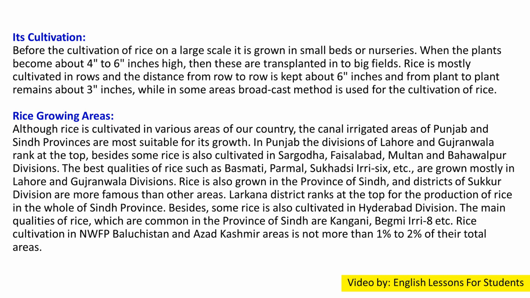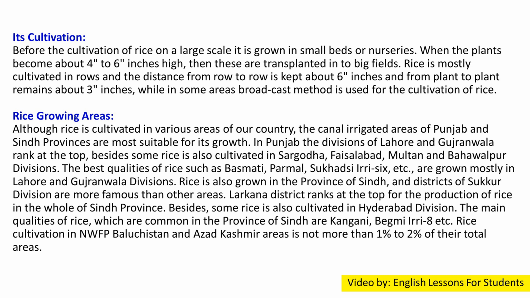Its cultivation. Before the cultivation of rice on a large scale, it is grown in small beds of nurseries. When the plants become about 4 to 6 inches high, then these are transplanted in big fields. Rice is mostly cultivated in rows, and the distance from row to row is kept about 6 inches, and from plant to plant remains about 3 inches. While in some areas, the broadcast method is used for the cultivation of rice.